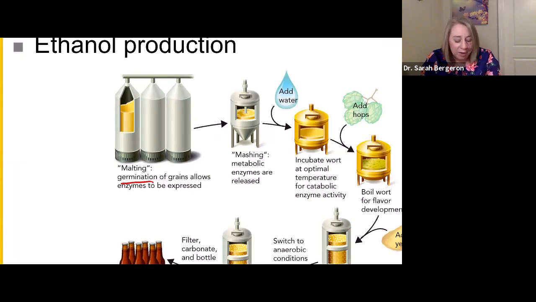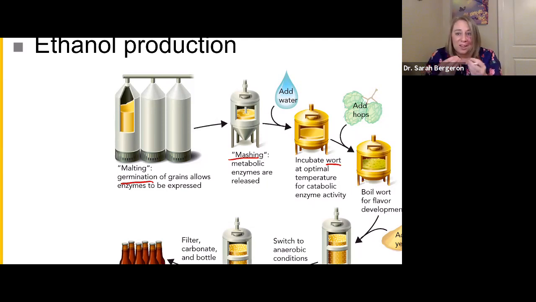Then you have the mash, right? And so in mashing, you're going to break open the cells and you're going to release the enzymes. Okay. Now we add water to it and it turns into wort. Why they call it that, I don't know. Never looked that up. But so you have this water mixture with your grain, and then you increase the temperature. The increase in temperature is going to optimize the catalytic enzyme activity, right?